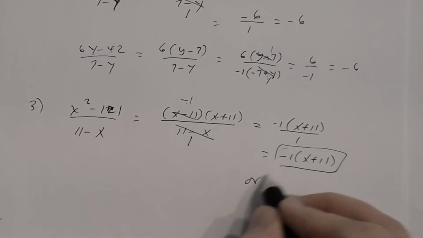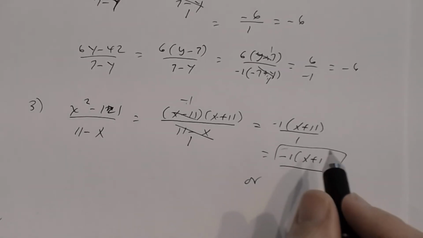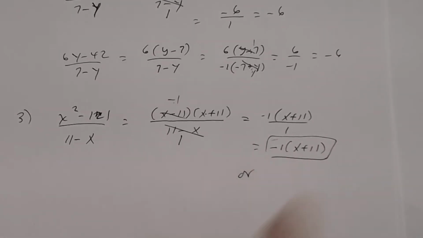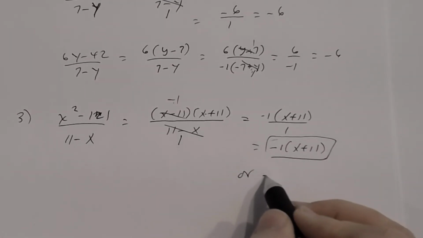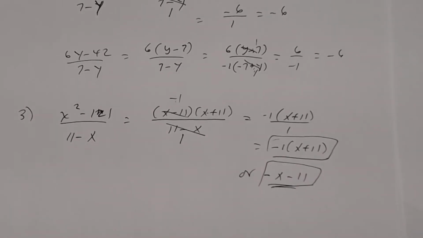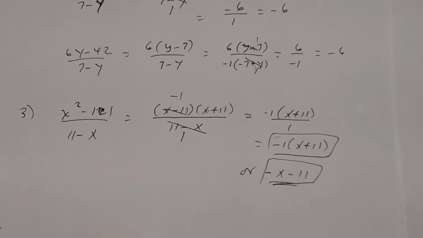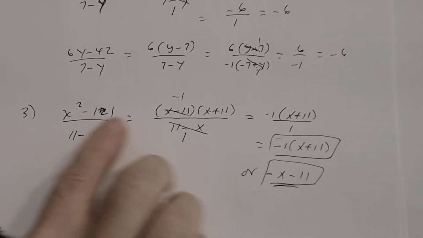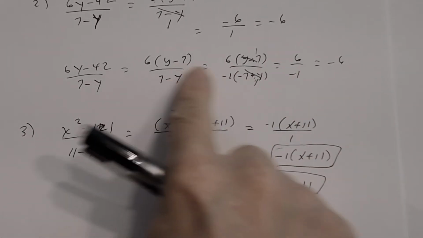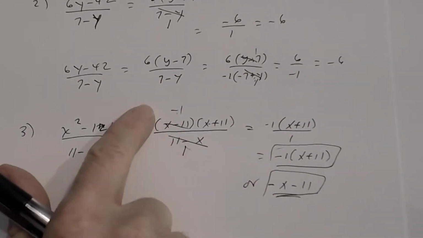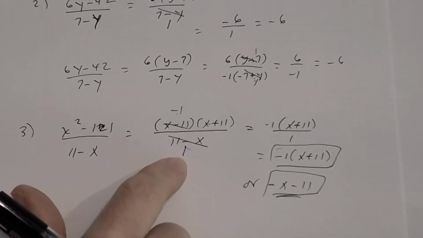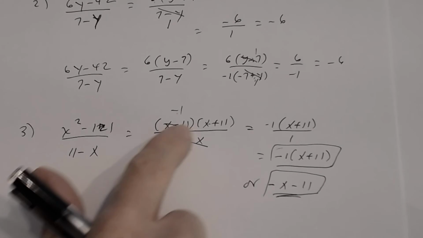Or you can distribute. Now remember, we tend to leave the answers in factored form, so I would leave it like that. Or you can distribute: negative x minus 11. Okay, so one of those is fine. So here's the thing I want you to get across, that when you divide opposites, if you recognize those are opposites, you don't have to do all this work. You can just say, well, if they're opposites, that means that when I divide those, the common factor, one's going to be a positive 1, the other going to be a negative 1.